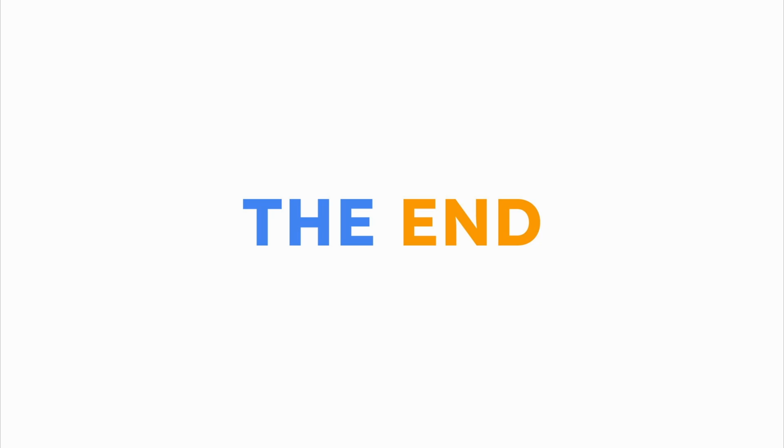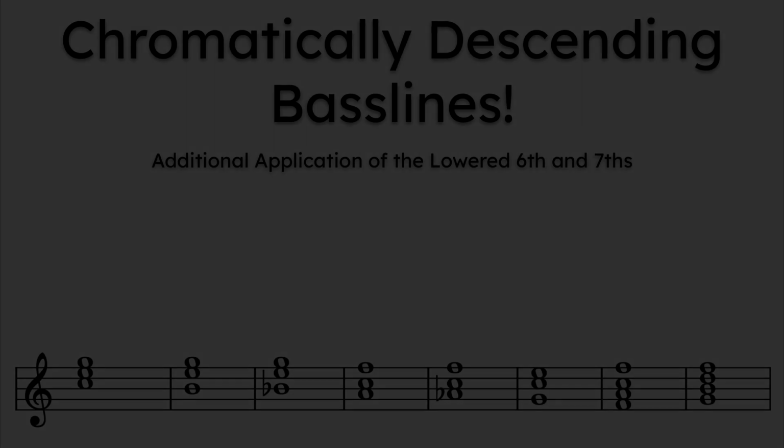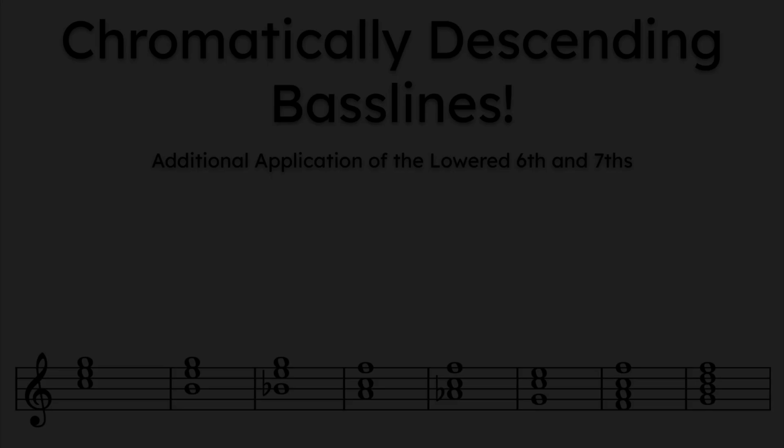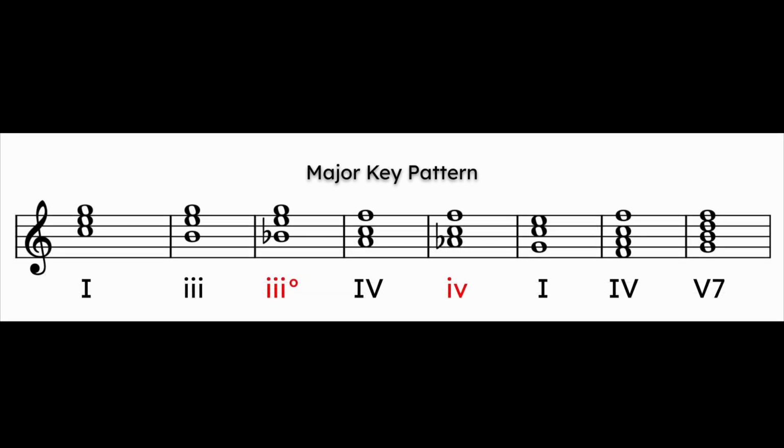Anyways, I'll see you wait, there's a bit of runtime left. That's because it's time for one bonus dip. Chromatically descending bass lines. This is a specific 8-bar progression, which also has a version in the minor key with some cool effects of its own. Basically, the progression is as follows. Major 1, minor 3, diminished 3, major 4, minor 4, major 1, major 4, and major 5.